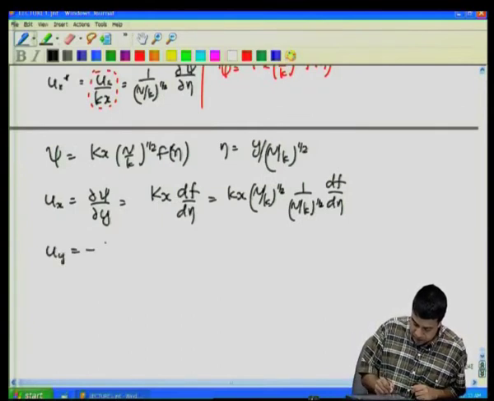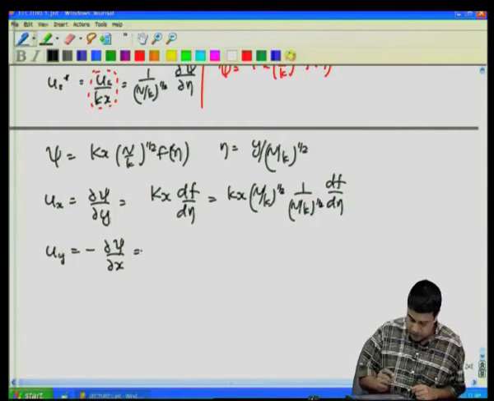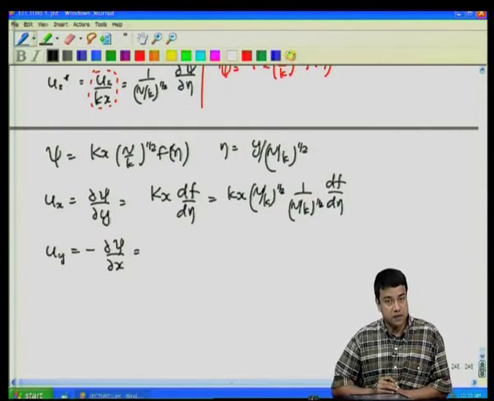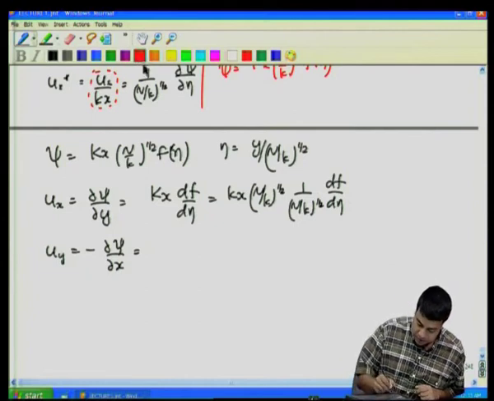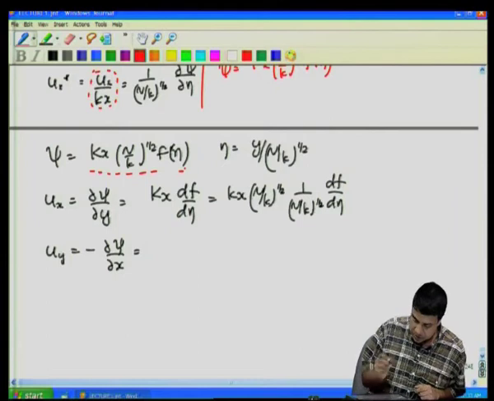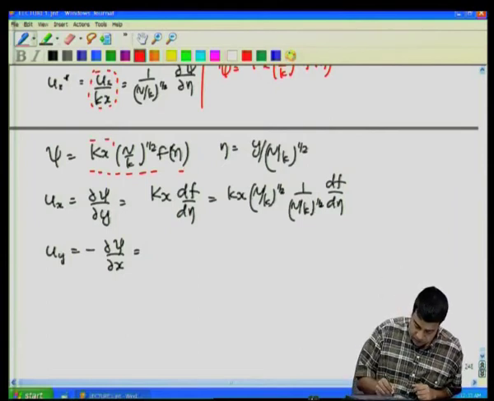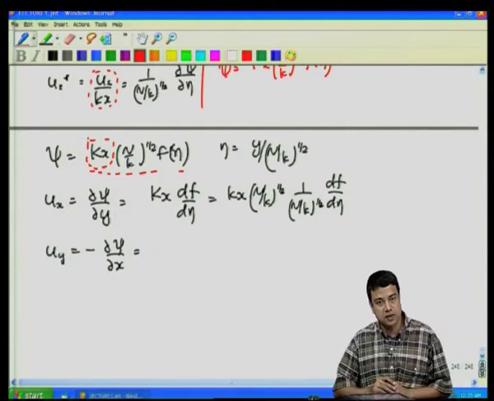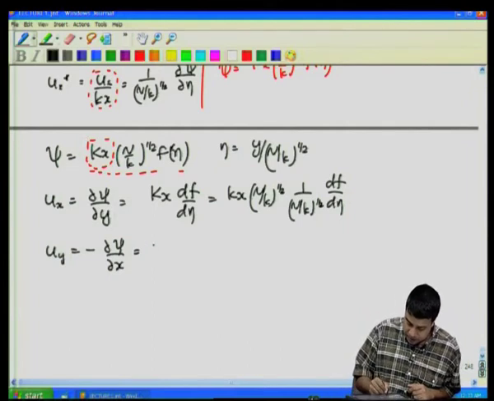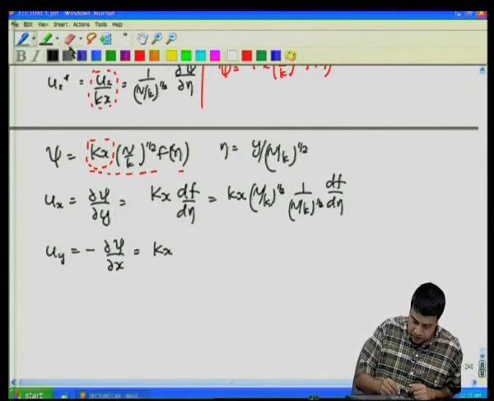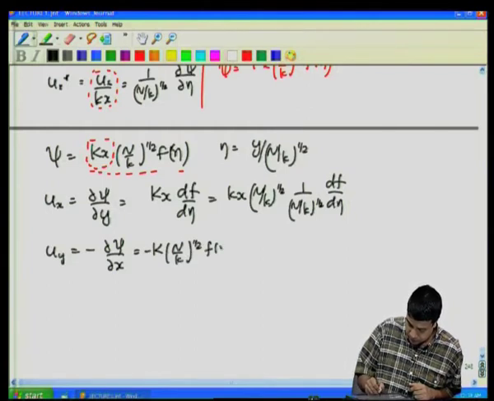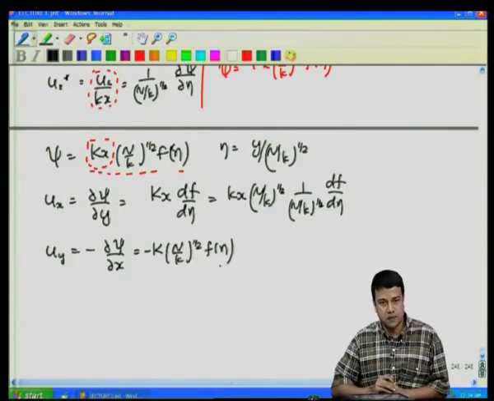u y now is equal to minus partial psi by partial x. Note that eta is independent of x. So, the only dependence on x of the stream function itself comes in through this term k x here. So, this becomes equal to k times f of eta, and that is the velocity u y.